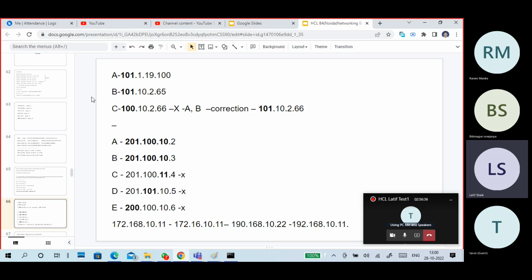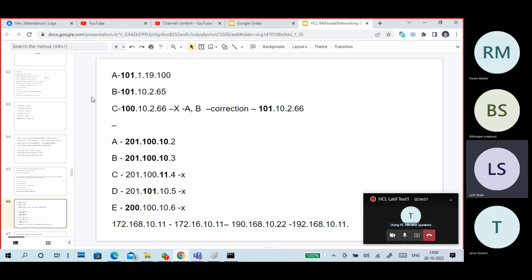C is not able to communicate with A and B. Now you see the IP addresses. You find an IP address. The A and B network portion is good. A and B network portion is 101, so both are communicating with each other.